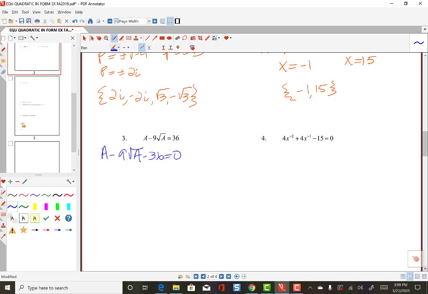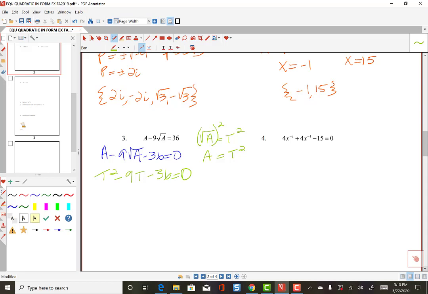Right. Now, let's do a substitution. I love playing with these colored pens. What if I said the square root of a is, again, I'm going to go with capital T again, it's my favorite letter today. Now, what we end up doing is squaring both sides so that a is equal to t squared. Now, I'm going to have t squared minus 9 times t minus 36 is equal to 0.